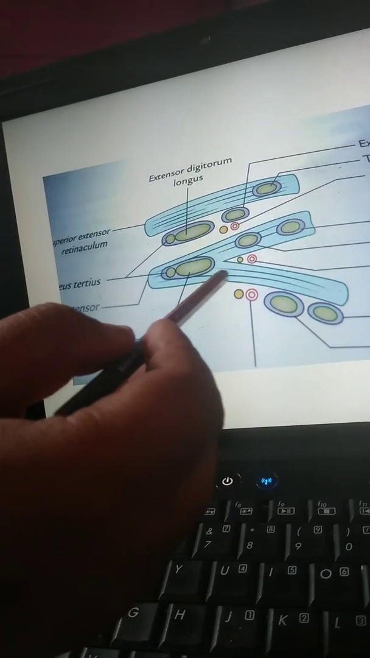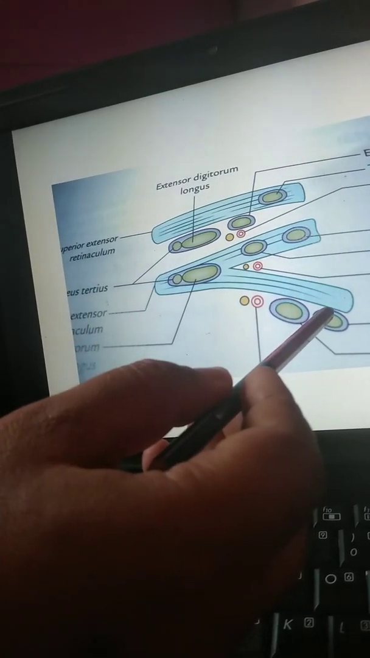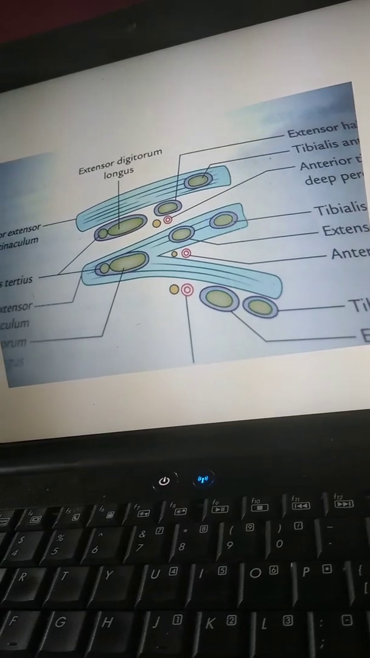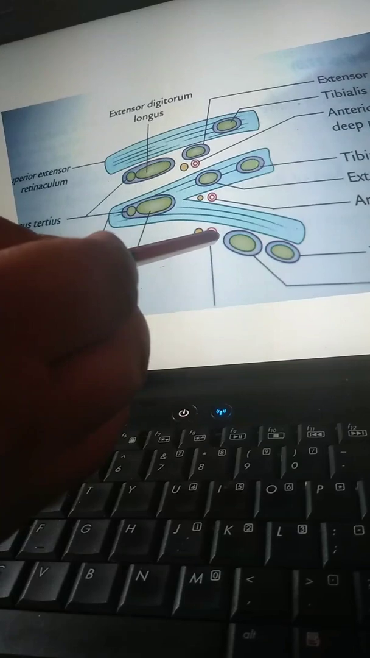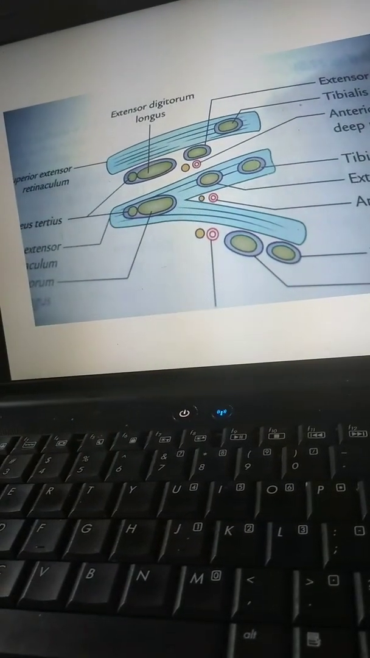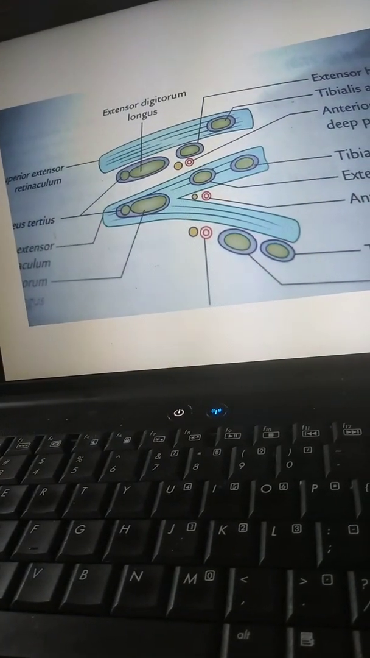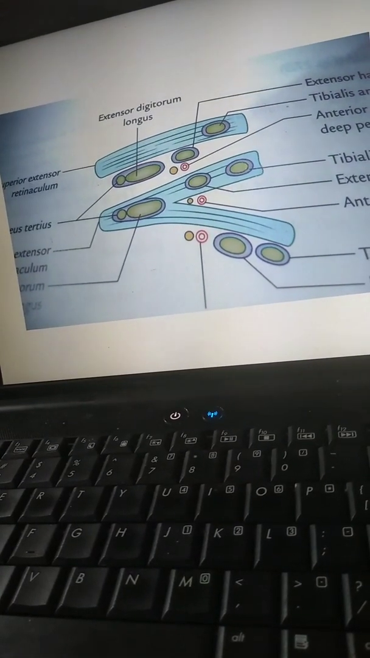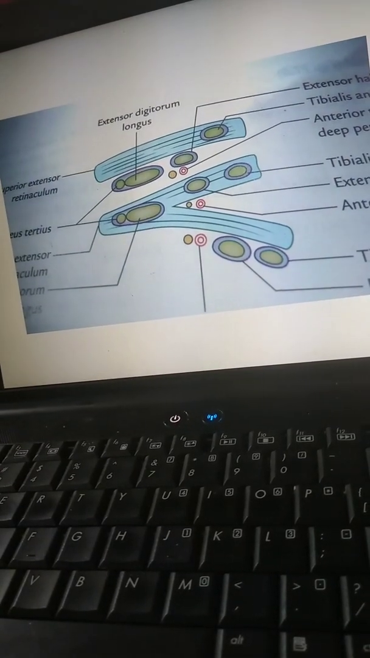The lower band of the Y passes superficially to the tendons of the tibialis anterior and extensor hallucis longus with their separate synovial sheaths, and also superficially to the dorsalis pedis artery and deep peroneal nerve. Now, the function of the extensor retinacula: these keep the structures of the anterior compartment of the leg at the ankle in position, and prevent the tendons from springing medially when the foot is inverted.